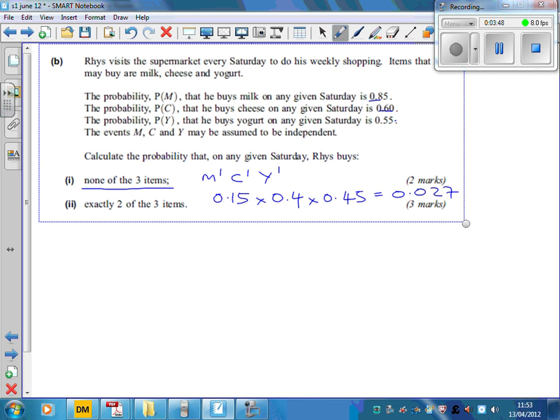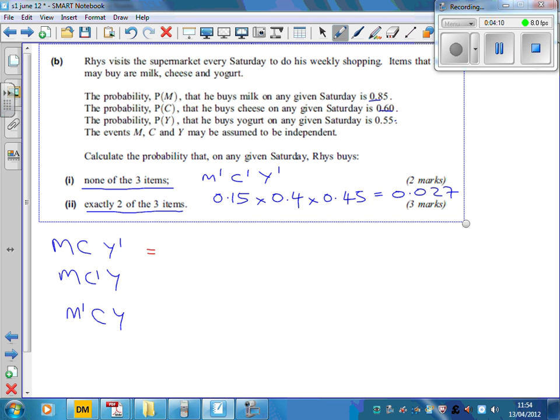Bit more work now about 2 of the 3. And so now, first of all, think, well, what 2 could you get? So we could get milk, cheese, but not yogurt. We could get milk, yogurt, but not cheese. We could get cheese, yogurt, but not milk. And now just stick those into figures.